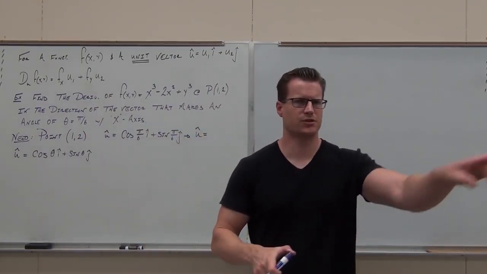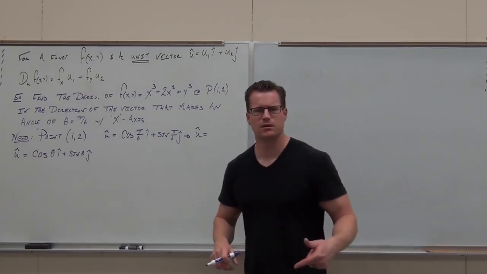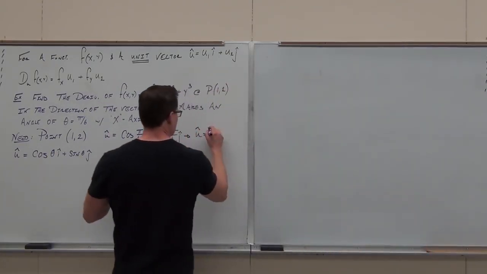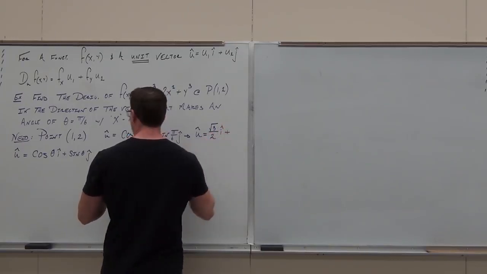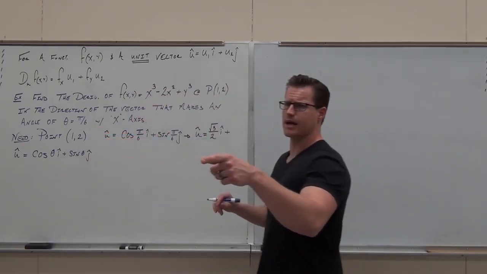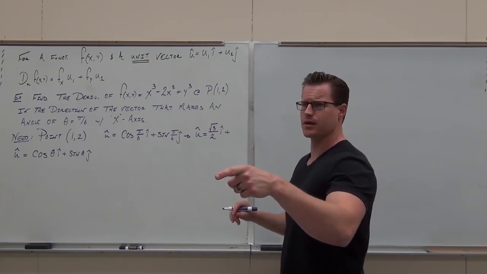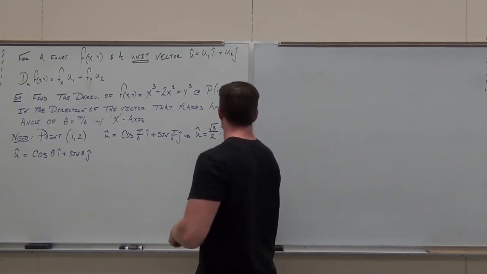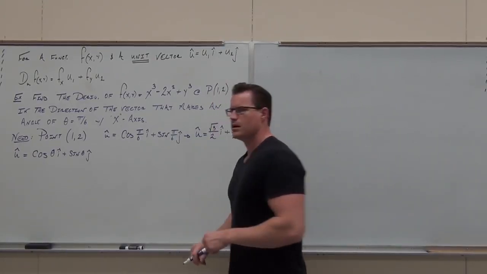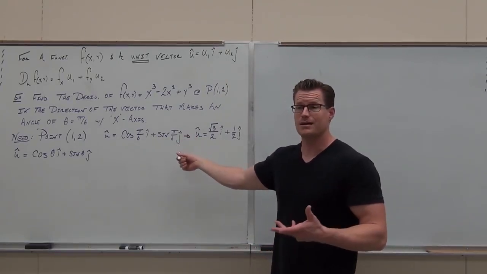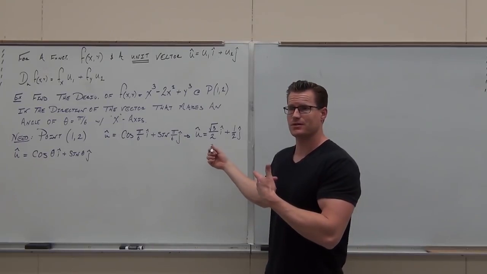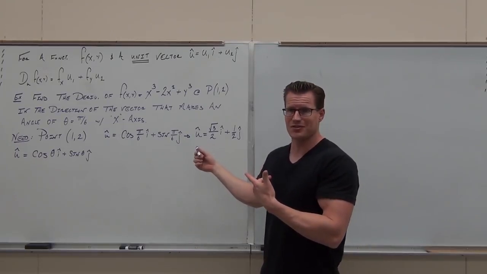Did you do it? Right-siders, what's cosine of pi over 6 real quick? Left-siders, what's sine of pi over 6? What do you got out of that one? Head nod if you're okay on finding root 3 over 2 i plus 1/2 j. Hey, is that a vector? Yeah. Is it a two-dimensional vector? Yeah.